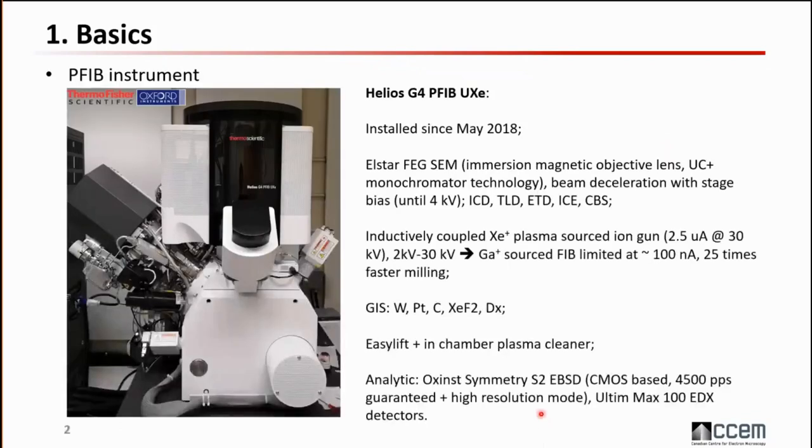So the plasma FIB we have installed in CCEM is a Helios G4 P-FIB since May 2018. Like all other Helios, it's equipped with an elstar SEM, with the immersion magnetic objective lens and the UC class monochromator, that means very high resolution SEM. It's also equipped with beam deceleration, and different kinds of detectors from the top to the bottom. We have the ICD, TLD, ETD, ICE, and the CPS, which is below the PPS.